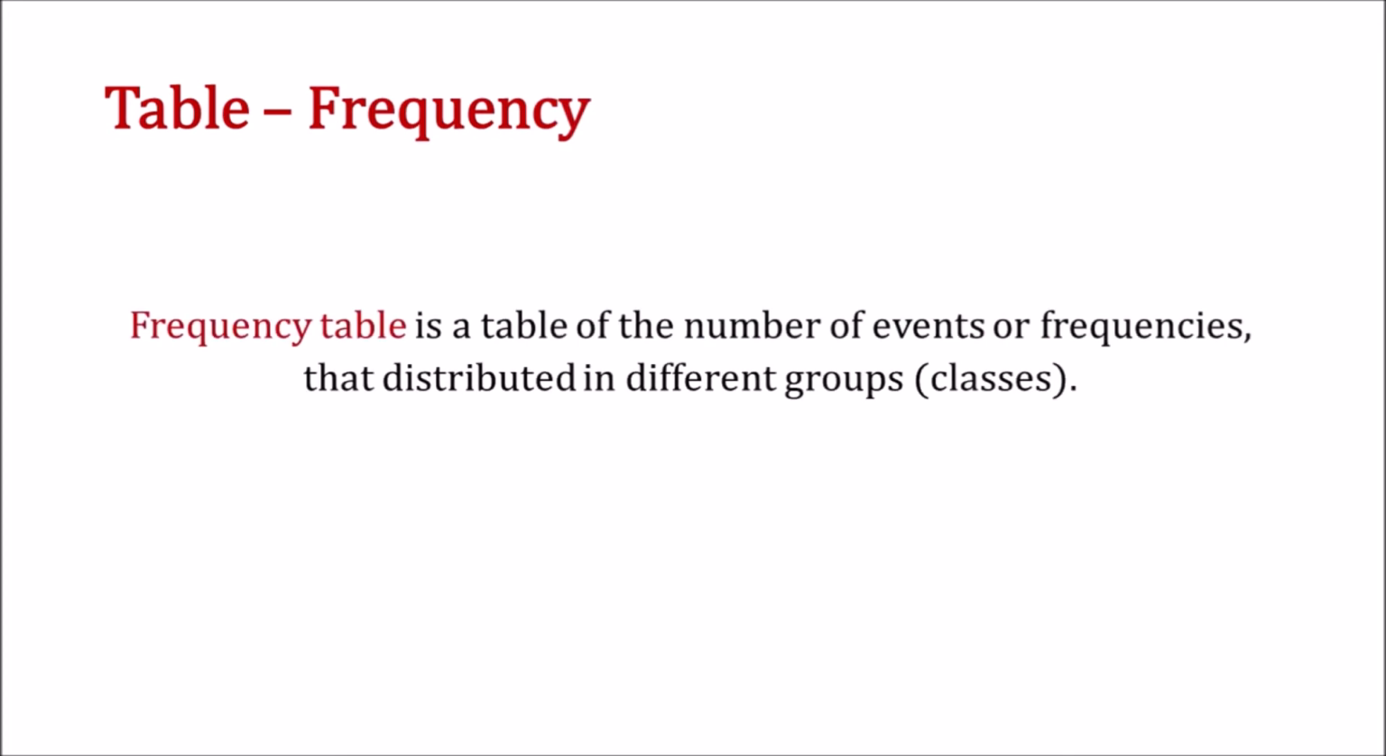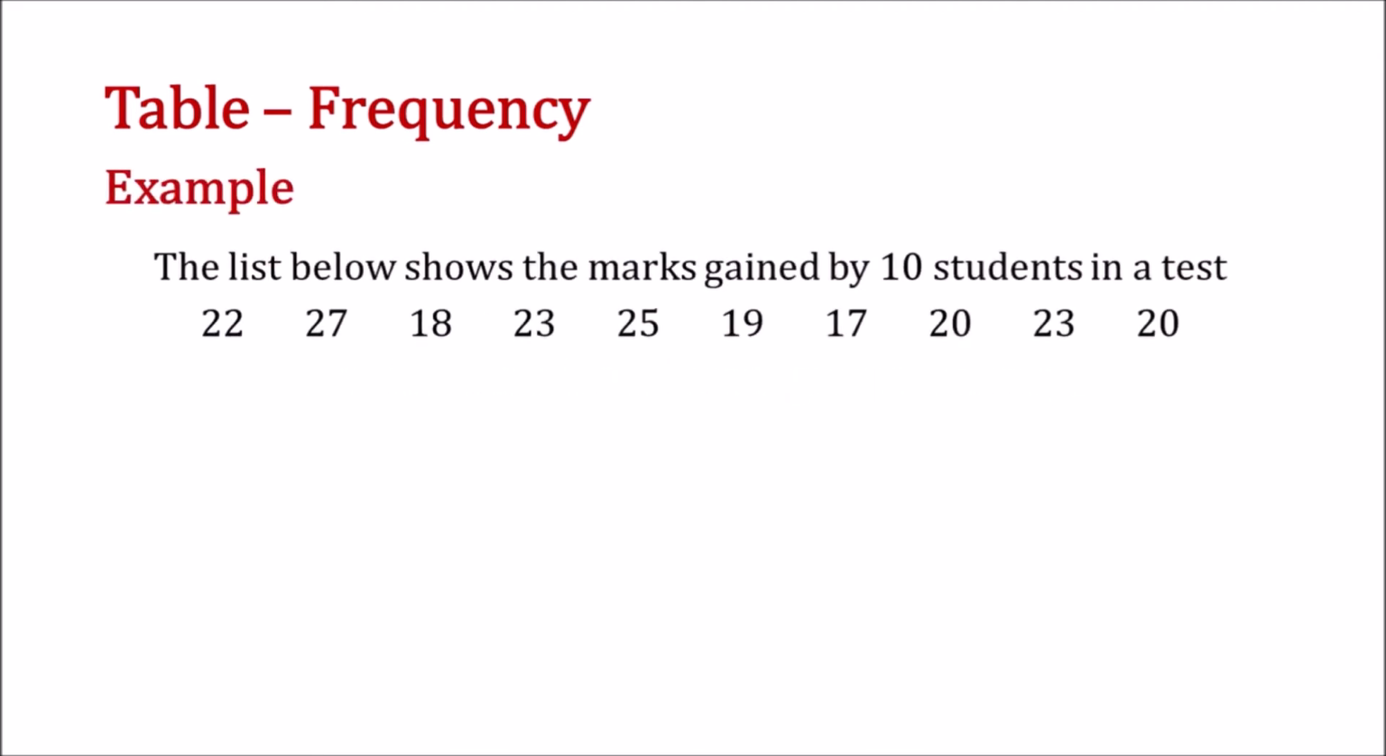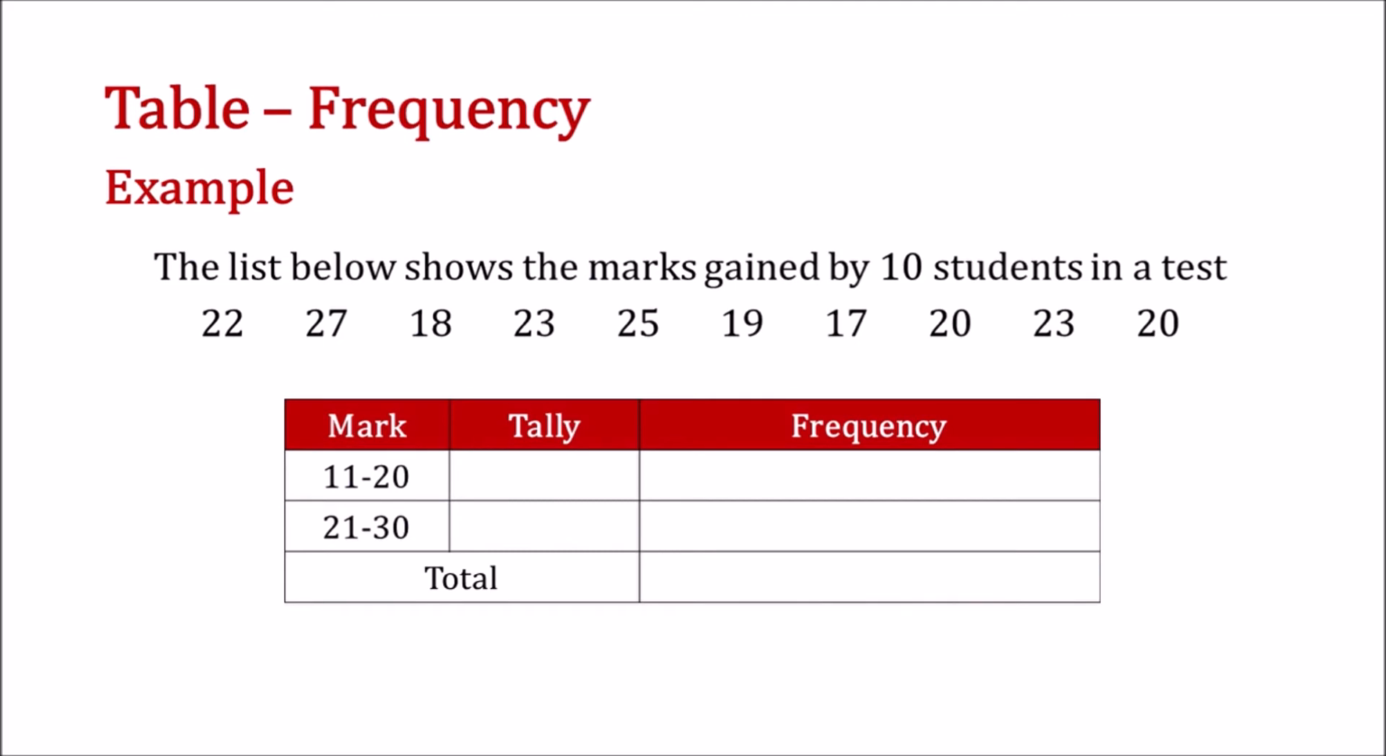Next, frequency table. A frequency table is a table of the number of events or frequencies that are distributed in different groups or classes. Example: the list below shows the marks gained by 10 students in a test. We will put them into the frequency table. Classify each value into its own group, while counting the number of each group.